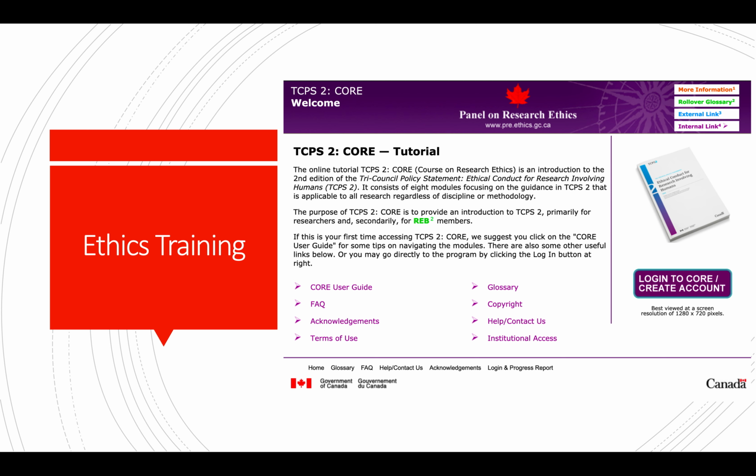Okay, so now on to what you were probably expecting to hear about in this video, which is the idea of ethics training as it relates to research. So in Canada, the Tri-Council agencies have come up with a policy statement. It's the TCPS, and it's about ethical conduct for research involving humans. So the TCPS2, because this is the second version of it, is a training that's on the web that you will need to go through.